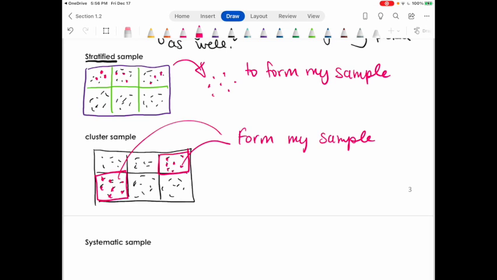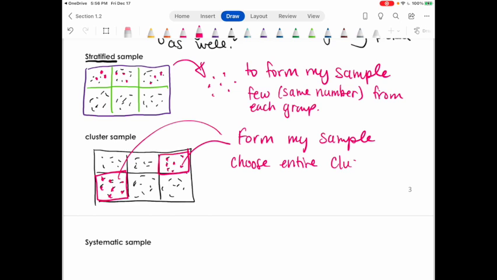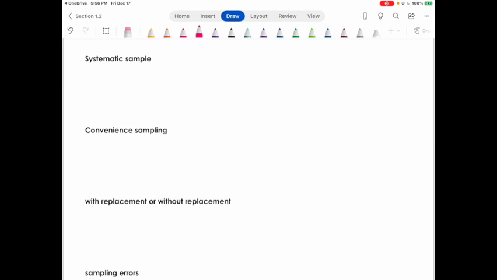So in stratified sample and cluster sample, you're both breaking up the population into groups. The difference is with stratified sample, you pick a few, the same number from each one, while for cluster, you pick that whole cluster to form your sample. You choose entire clusters.